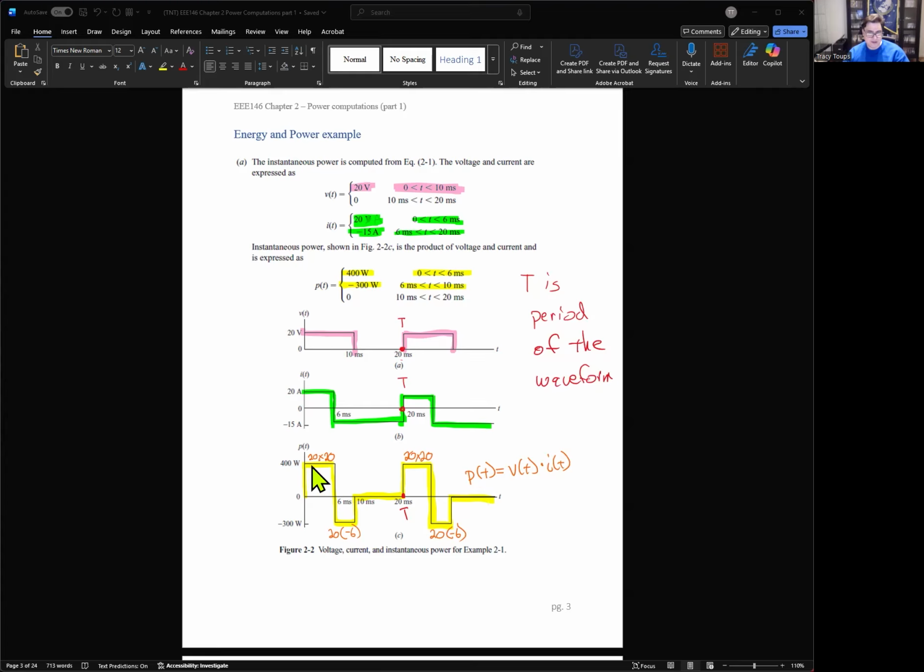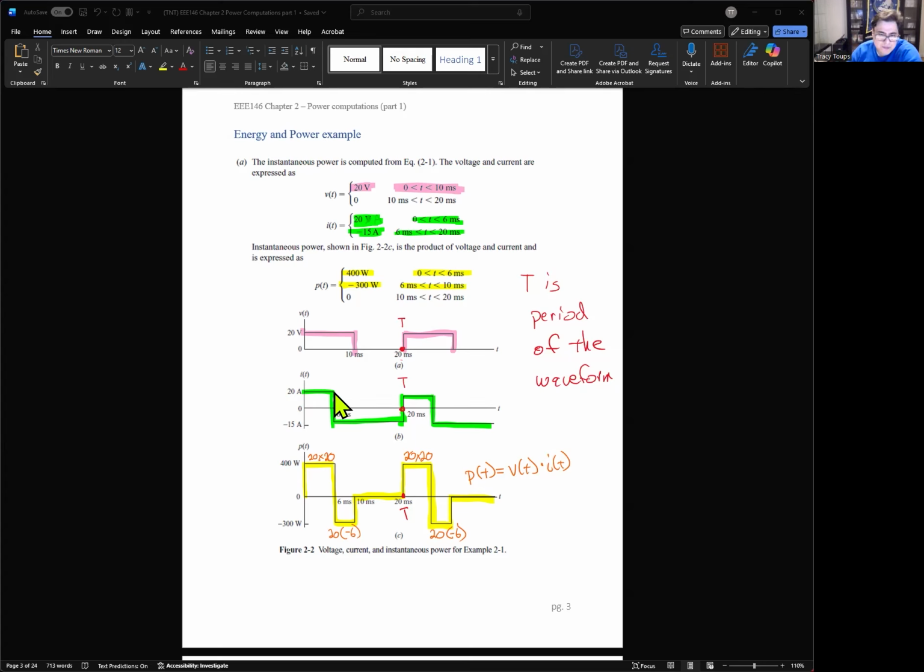So down here, I would write between 0 and 6 milliseconds, I multiply 20 volts times 20 amps. My total instantaneous power is 400 watts. Remember, power is in watts. And so I draw my graph and say instantaneous power is this much, up until 6 milliseconds.